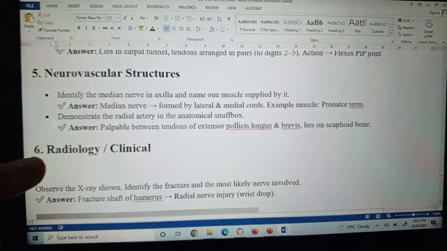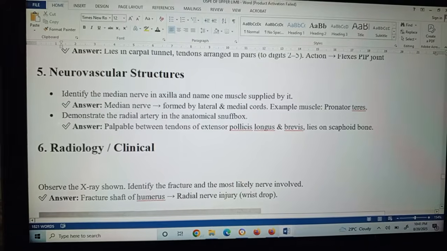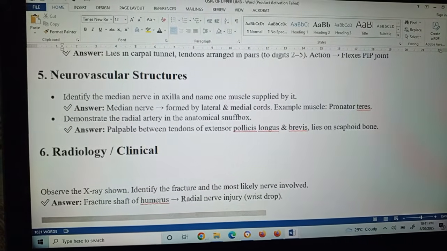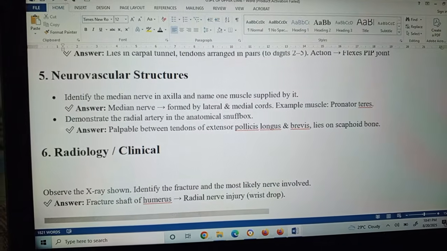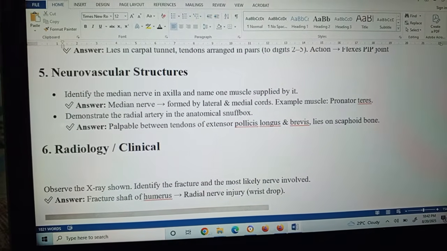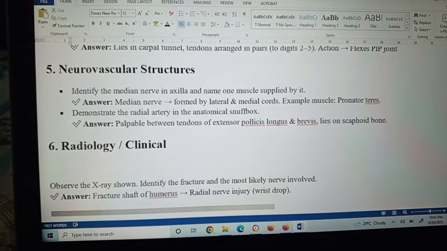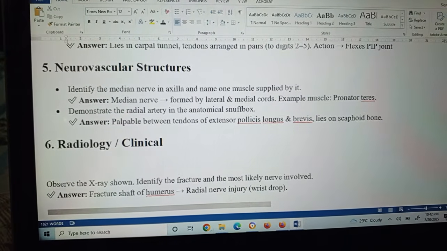Neurovascular structures. Identify the median nerve in the axilla and name one muscle supplied by it. It's very easy. The median nerve is formed by the lateral and medial cords, and it is present between the two heads of the pronator teres.